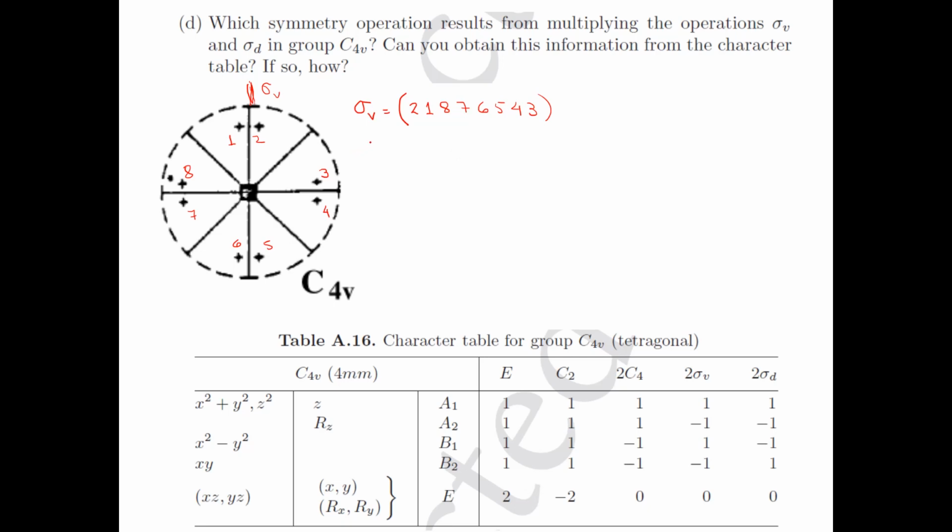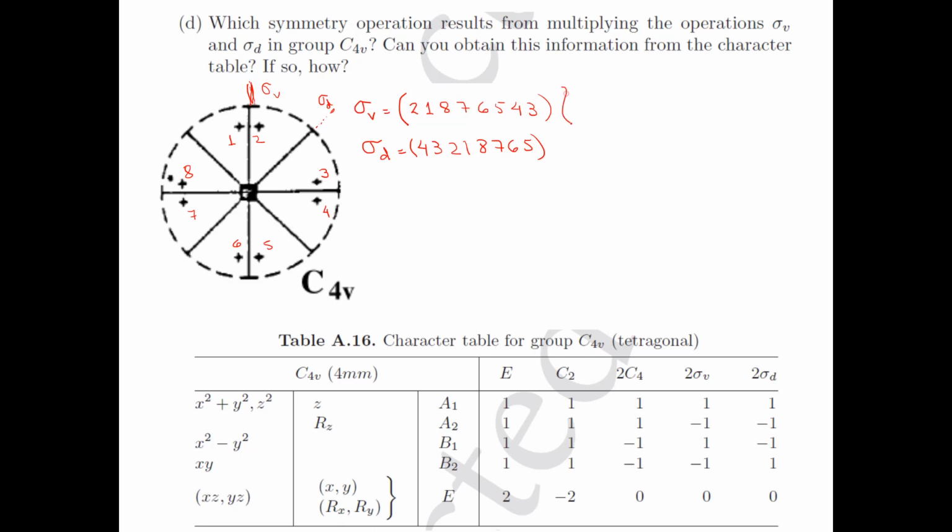So what about sigma d? Sigma d is a dihedral plane or diagonal plane, and using the same notation, let's see, 1 goes to 4, 2 goes to 3, 3 goes to 2, 4 goes to 1, 5 goes to 8, 6 goes to 7, 7 goes to 6, and 8 goes to 5. All right, this is the sigma d, this particular sigma d.